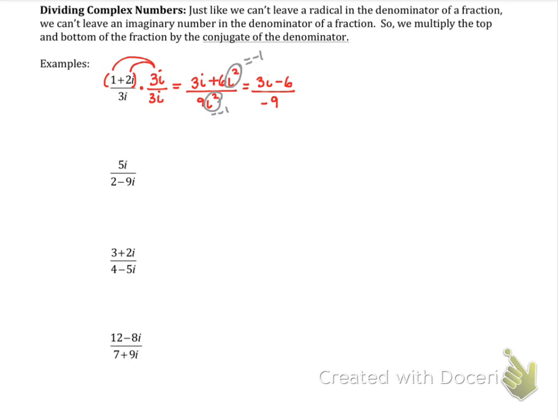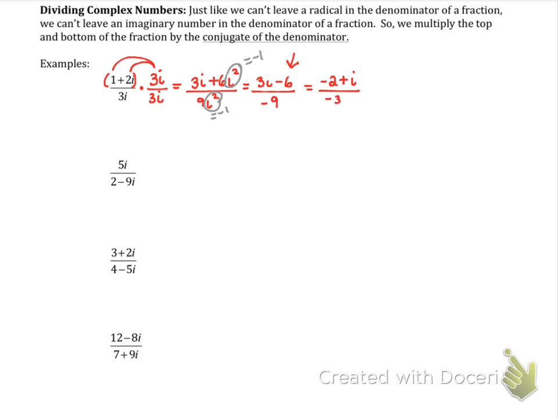So 9 times negative 1 is negative 9, and 6 times negative 1 is negative 6. So now what we do is we simplify. Oh, I actually need to write my real part first, so I'm going to do that. 3 goes into negative 6 negative twice. And then 3 goes into 3i once. And 3 goes into negative 9 negative 3 times.